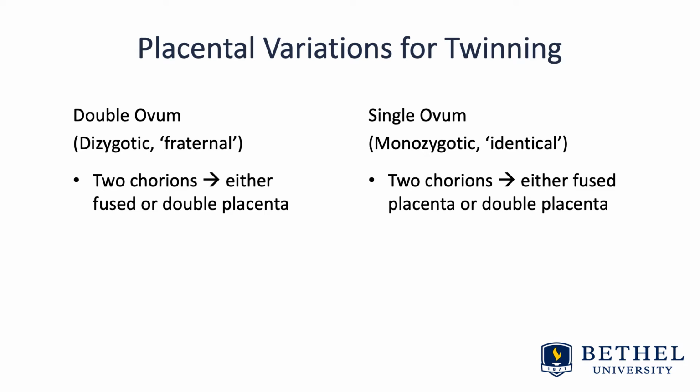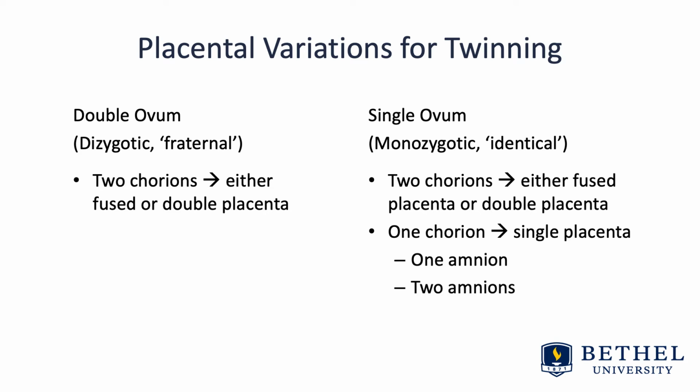In contrast, if it takes a little bit longer before the split occurs, then you could have one chorion and a single placenta, and then either one or two amnions, again, depending at what point the split happens. So it can be that both babies are inside one larger bubble of an amnion, which is inside the larger chorion, or you could have one big bubble, that's your chorion, with two little bubbles inside, your two amnions, with a baby in each one. And again, that just depends on the timing of when the split happens.